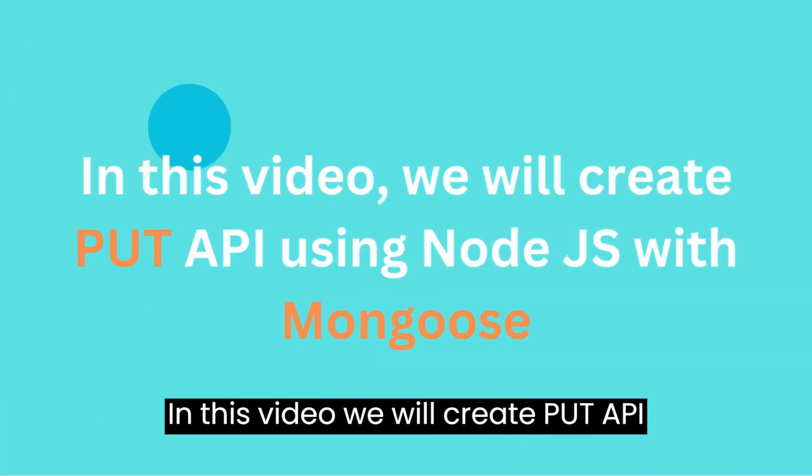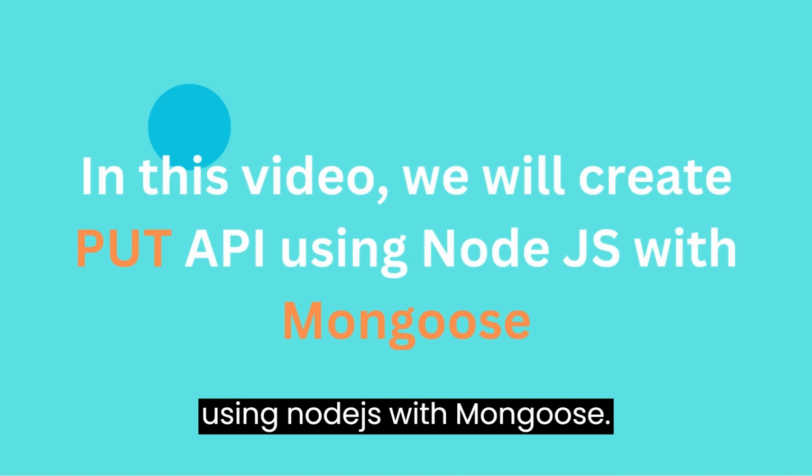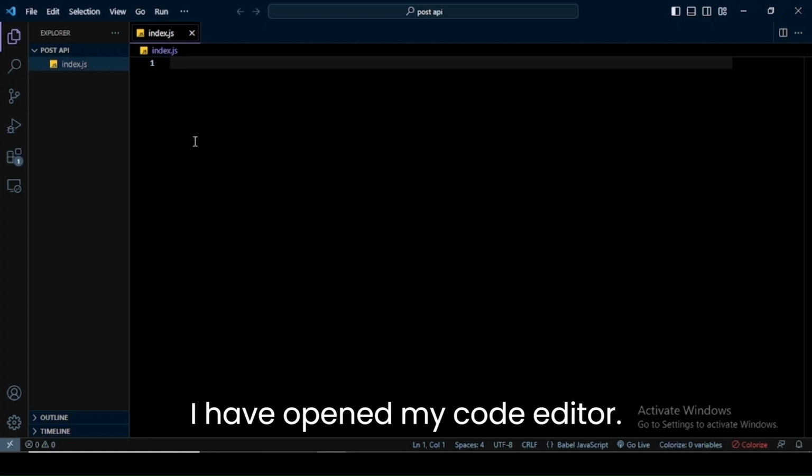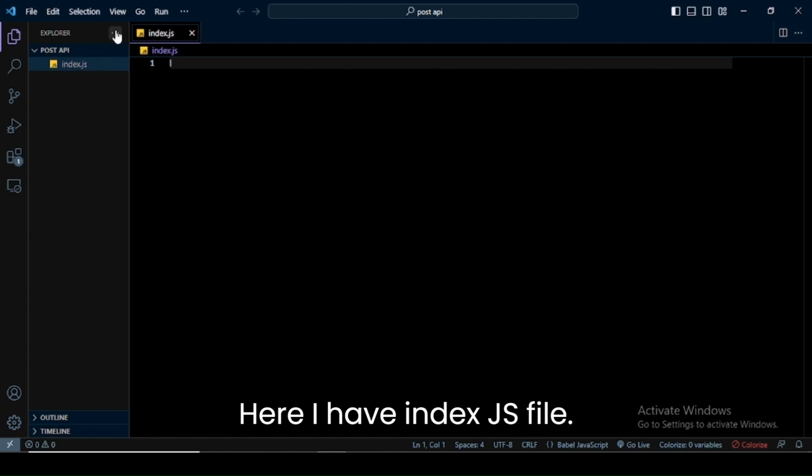In this video, we will create a PUT API using Node.js with Mongoose. Let's start coding. I have opened my code editor. Here, I have an index.js file.